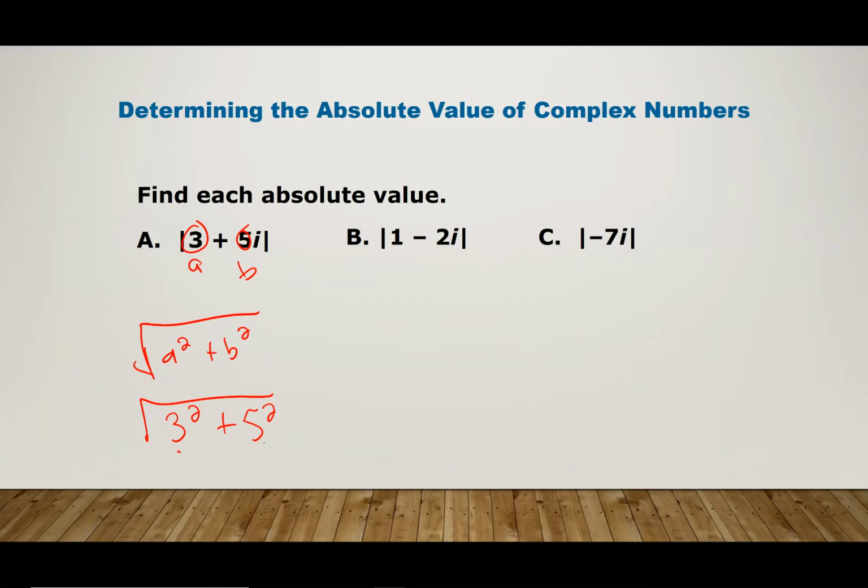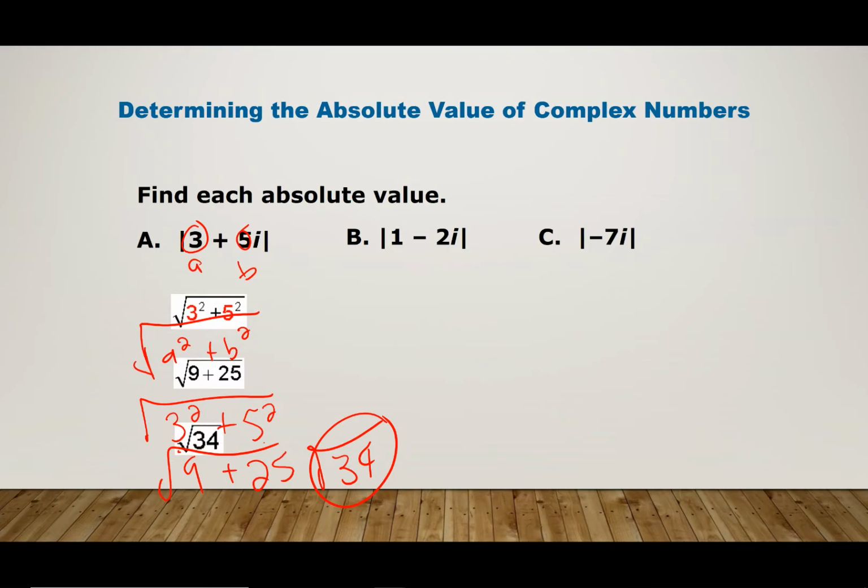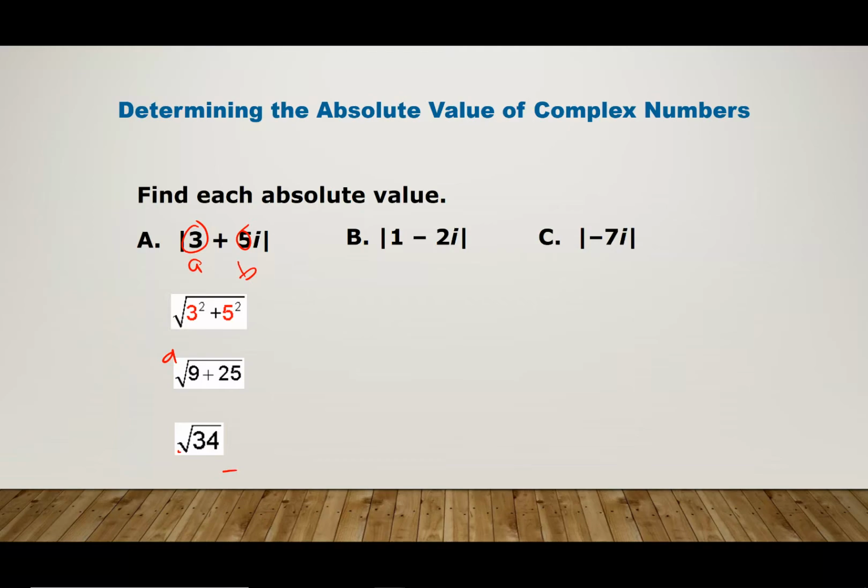I plug them in. This is going to be 9 plus 25. Don't forget the square root still. And 9 plus 25 is 34. So we have the square root of 34. Ta-da, that is the answer for a. So it's pretty simple overall. Just remember the Pythagorean theorem, remember the formula, you're all set. So here a is 1, b is -2.